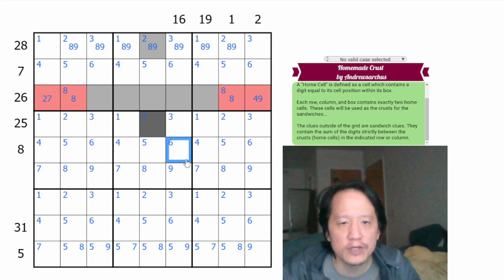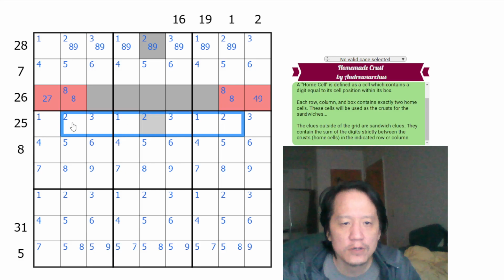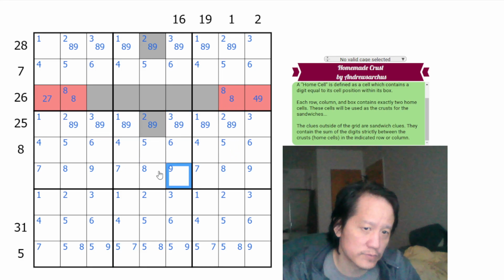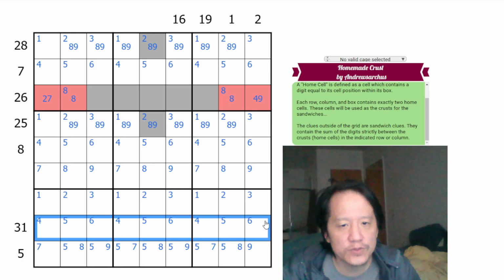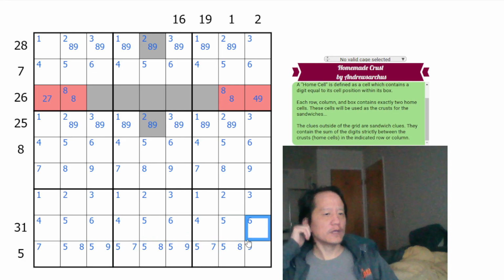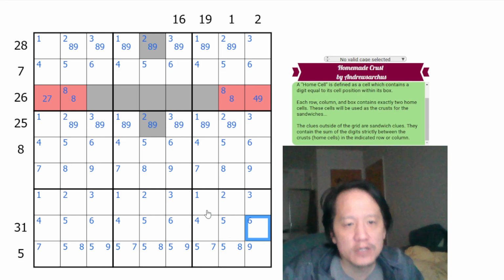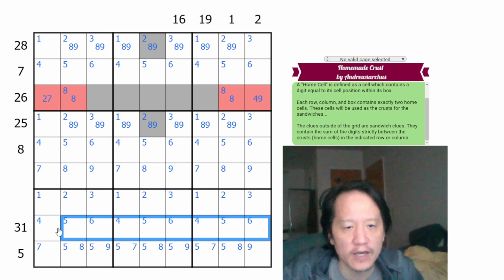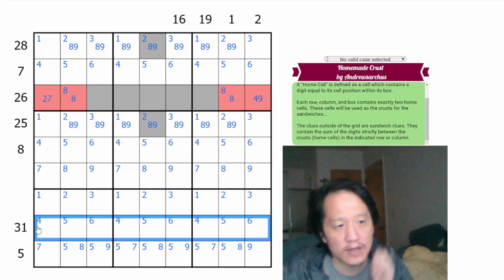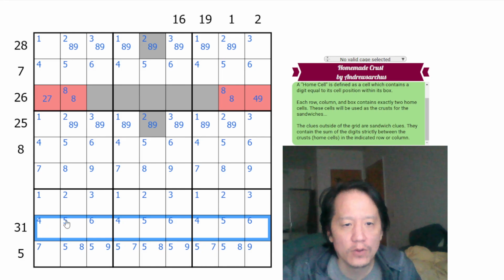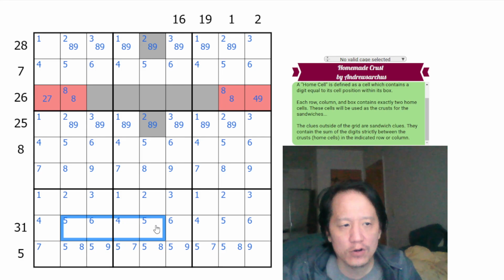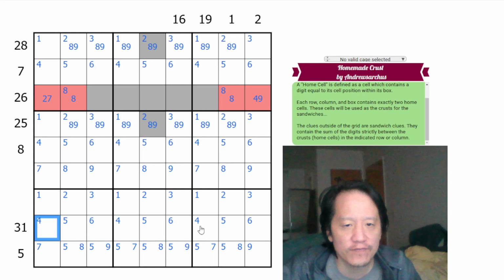So this could not be a crust either. So 8 and 9 have to be in between again, but that doesn't really tell us too much. Now 31's interesting. So none of the rows can have crusts that are 5 apart, that have 5 digits in between them, shall we say. So this cannot be 4 in between. This has to be 6. It cannot be 5 because of, just normal.